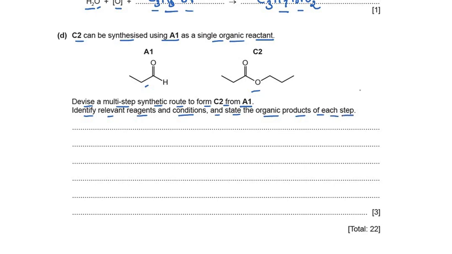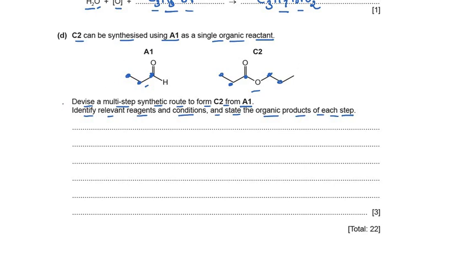Now understand, what are we supposed to do? We have A1, which is an aldehyde. We have C2, which is an ester. Now if you have a close look at A1, we have only 3 carbon atoms, but in C2 we have 1, 2, 3, 4 and 5. So 2 more carbon atoms are added.